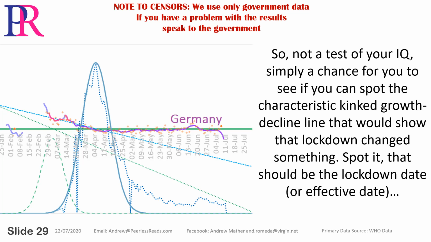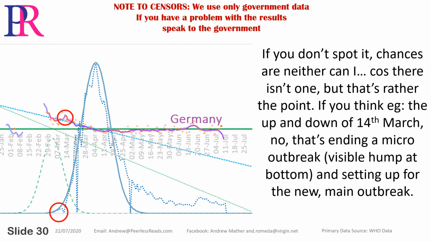So not a test of your IQ, simply a chance for you to see if you can spot the characteristic kinked growth decline line that would show the lockdown changed something. Spot it, that should be the lockdown date or effective date. If you don't spot it, chances are neither can I, because there isn't one, but that's rather the point.